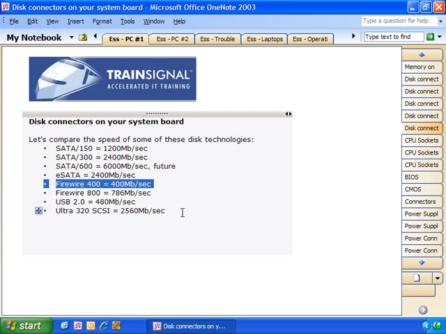There's USB 2.0, and today that's the pretty common standard for USB. USB is very popular, the most popular external disk and peripheral standard today. 2.0 runs at 480 megabits per second. Then there's Ultra 320 SCSI, which is another external disk technology used to connect SCSI disk drives. 320 runs at 2560 megabits per second.